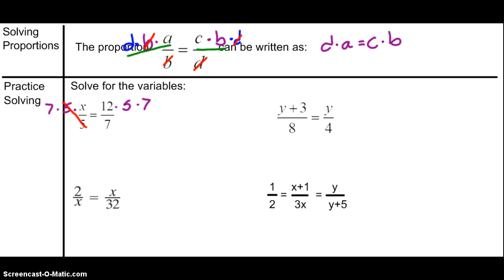Again, because that will cause these two to cancel out. And so you'll see pretty quickly that this is going to be 7x equals 12 times 5, which is 60. The only last thing to do here is divide both sides by 7 to get that x by itself. Remember, we've got 7 times x, so we divide by 7 as an inverse operation. And x equals 60 divided by 7.